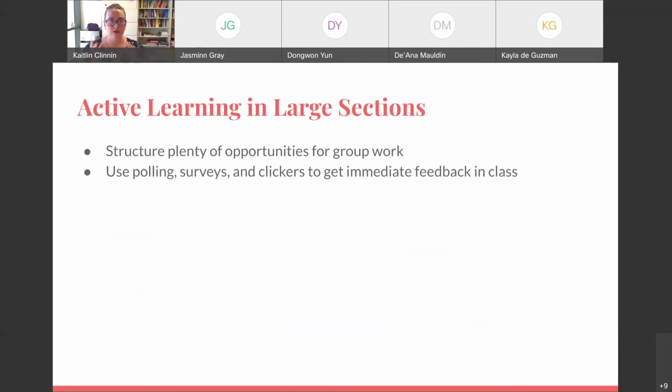So some of the concerns that I also hear are, okay, I teach a really large section. How do I do active learning? And to that, I would respond, use group work. You can break your 100, 200 person lecture into small 4 or 5 people groups. You can use all of these strategies with much smaller groups and then have a larger class discussion. I know a lot of people also use technology to get polls or surveys or clickers in their class to get some of that immediate feedback from students.